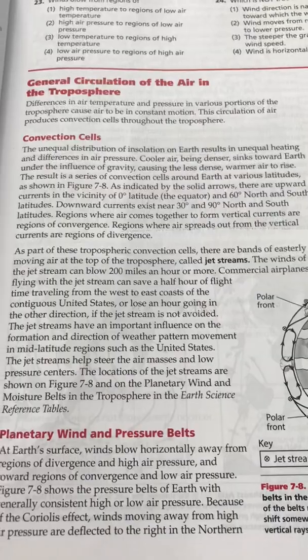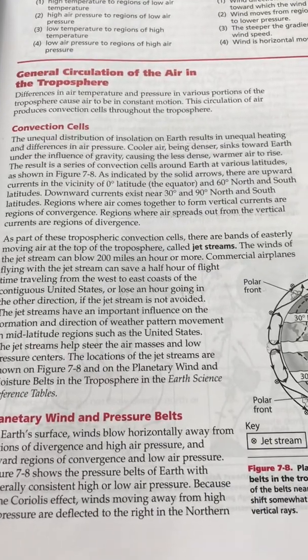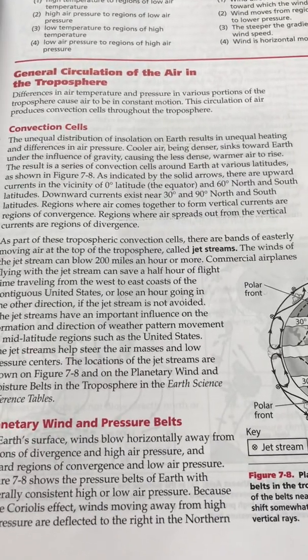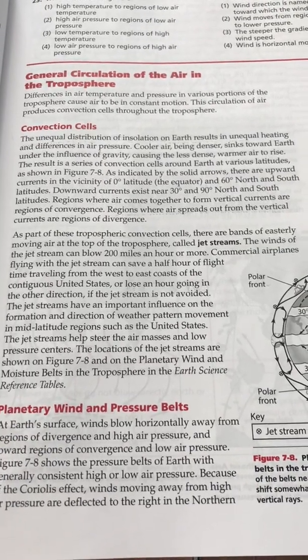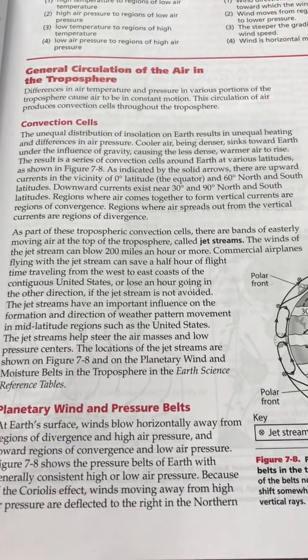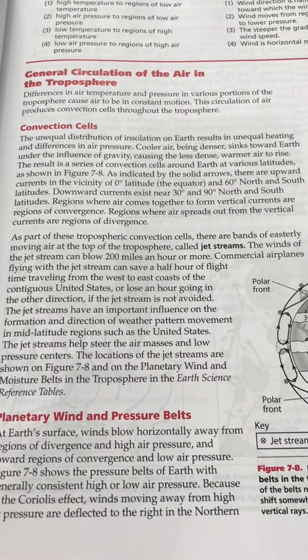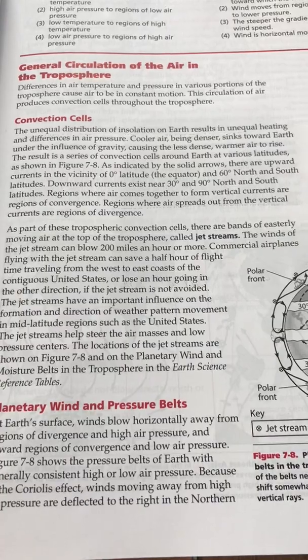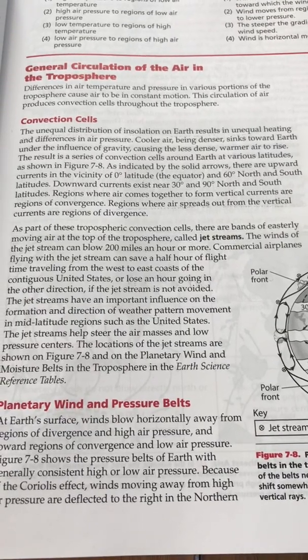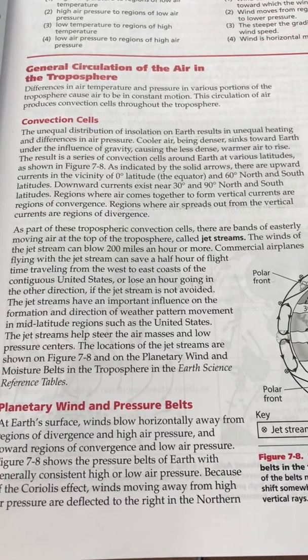Convection cells. The unequal distribution of insolation on Earth results in unequal heating and differences in air pressure. Cooler air, being denser, sinks toward Earth under the influence of gravity, causing the less dense, warmer air to rise. The result is a series of convection cells around Earth at various latitudes, as shown in Figure 7.8.